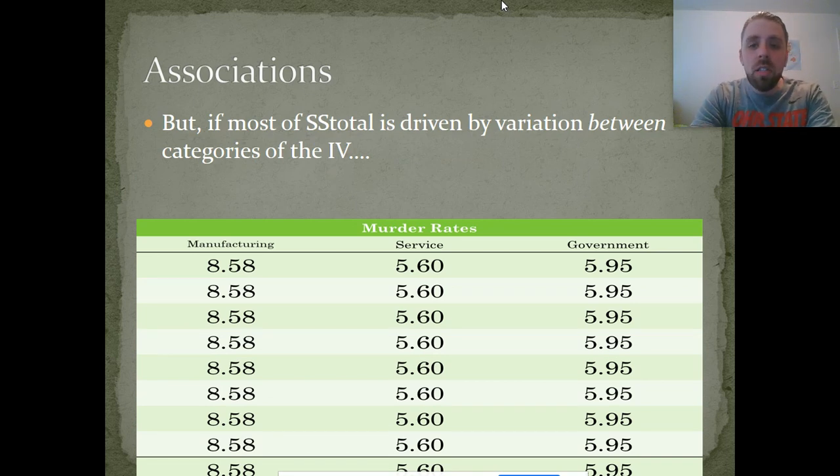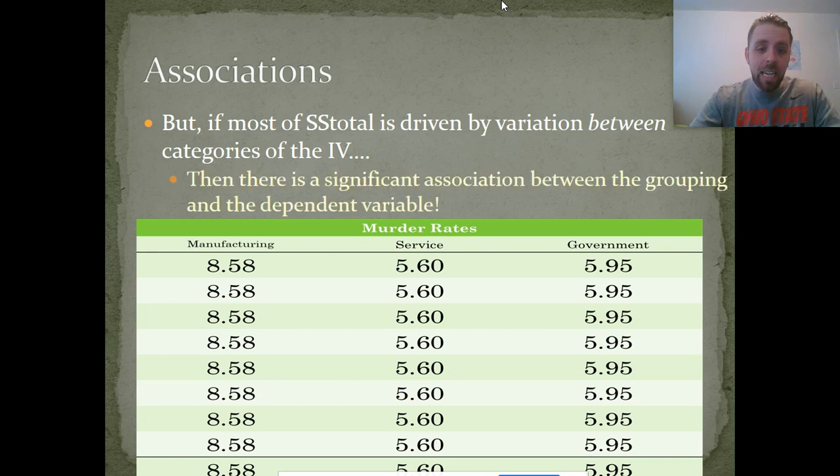But if most of SS total, all of the variation in the data set, is being driven by variation between these categories, the only difference I see here is 8.58 is different from 5.6, is different from 5.95. No variation within the groups, all variation between the groups. Now I'll pause here for 1 second. This is a hypothetical example. I didn't actually find 8 manufacturing cities all with these homicide rates.